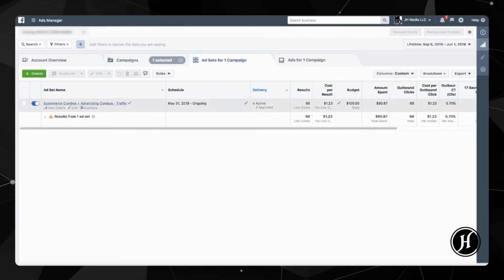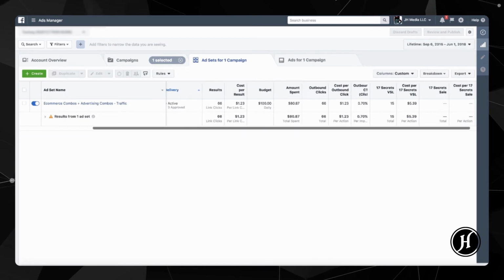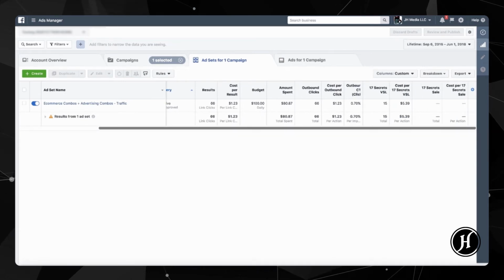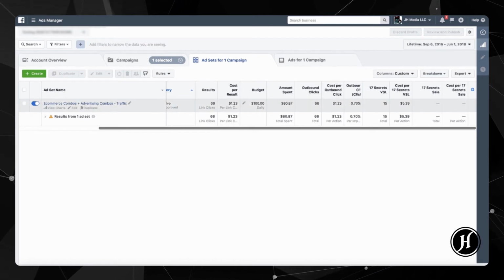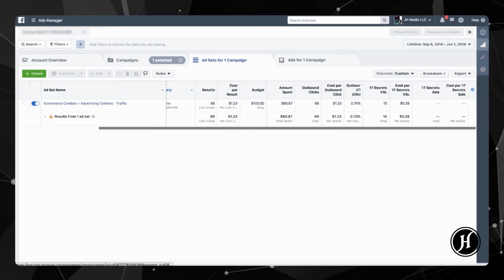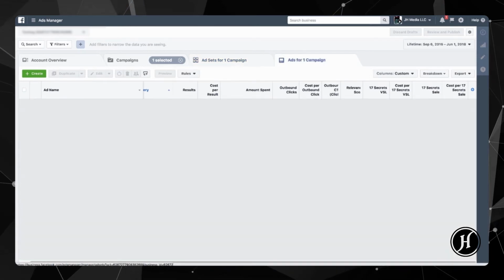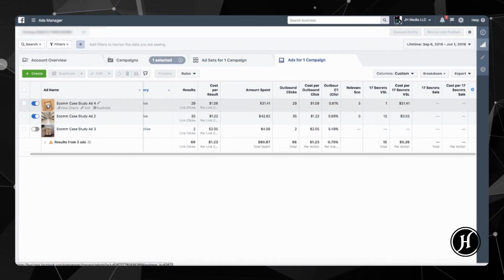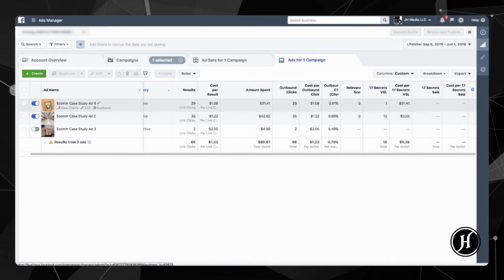Yeah, I started that one yesterday, and I lowered this one down to $100 a day budget because I wasn't sure exactly how it would go. But check this out, dude. I'm getting $5.39 a lead, and I'm getting $1.23 a click. So my clicks are coming in obviously a lot cheaper, and my leads are starting to come in a bit better. And that's despite this one ad running right here.